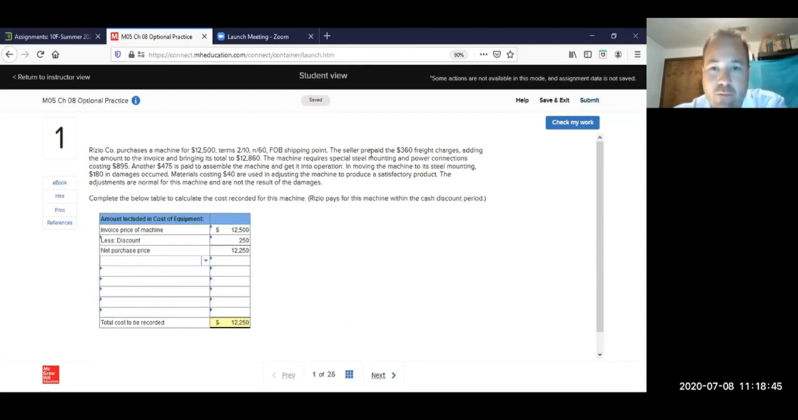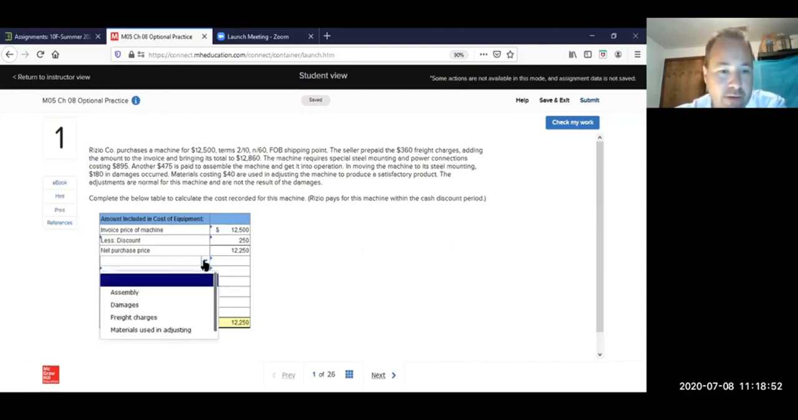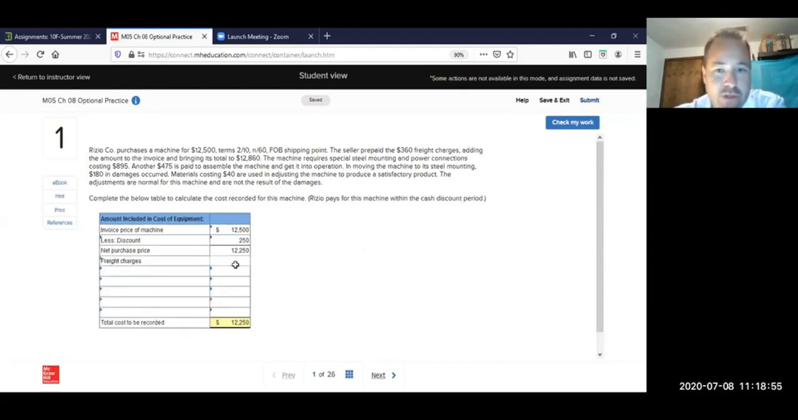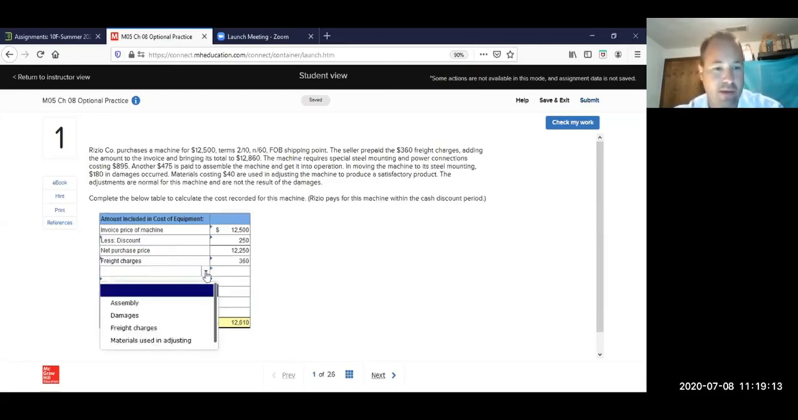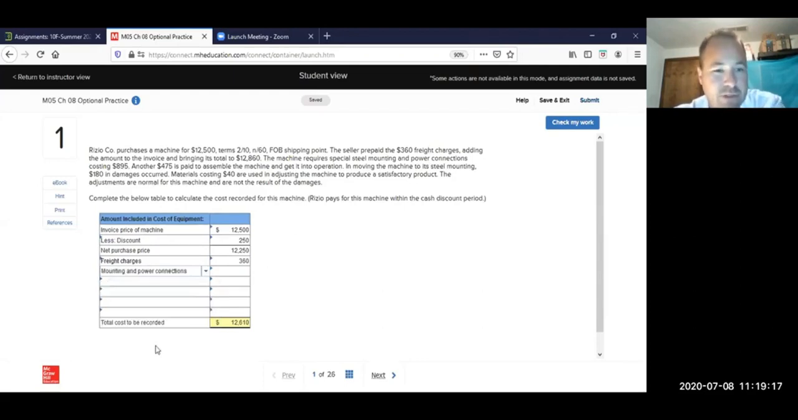Then the seller prepaid the freight charges, adding it to our invoice. If it gets added and we have to pay for it, we're going to put in freight charges of $360. The machine requires special steel mounting and power connections. That's something we need to get it ready to use, $895. We'll see what they call it. It's probably just steel mountings. Yep, mounting and power connections.